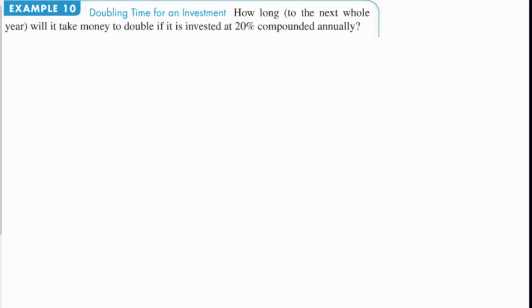So example 10 is an investment problem. How long to the next whole year will it take money to double if it is invested at 20% compounded annually?